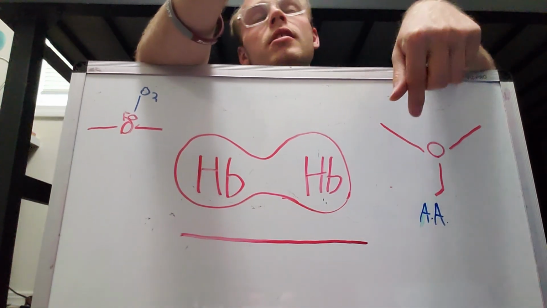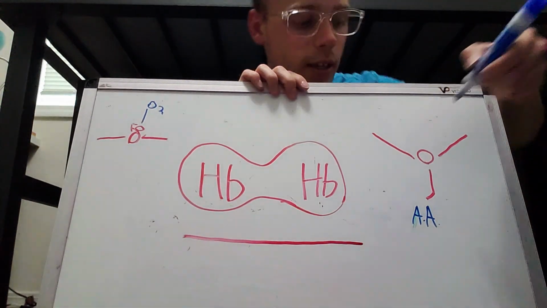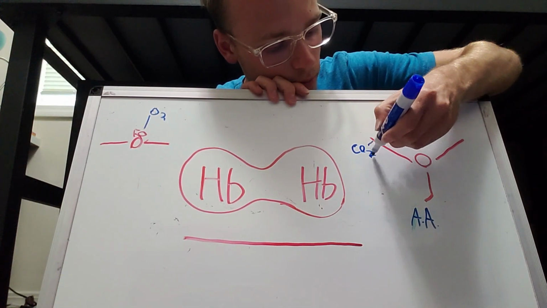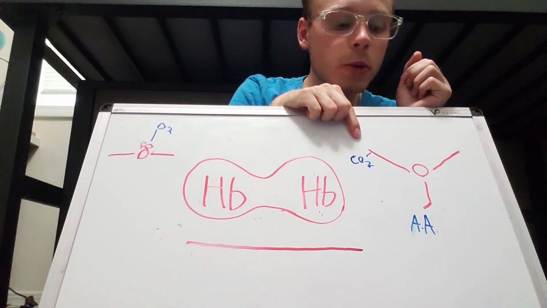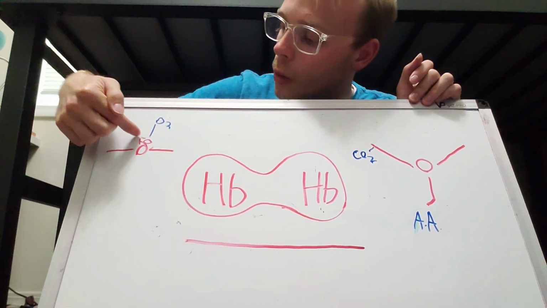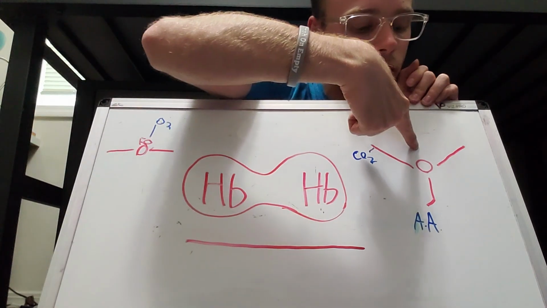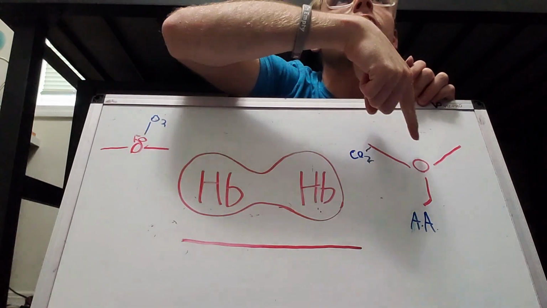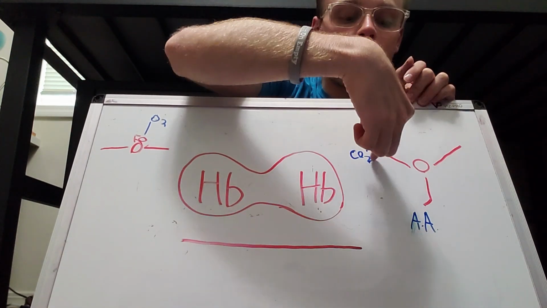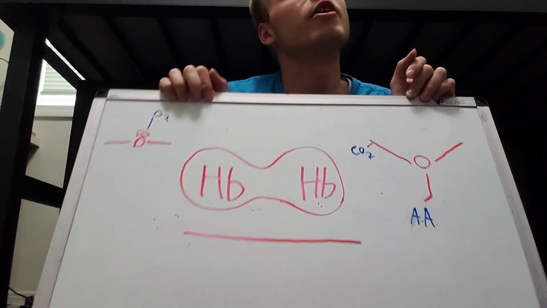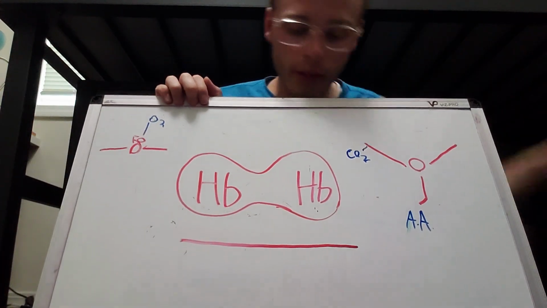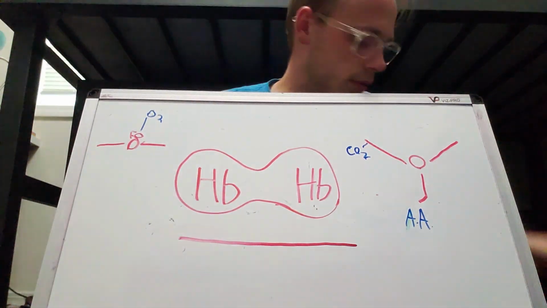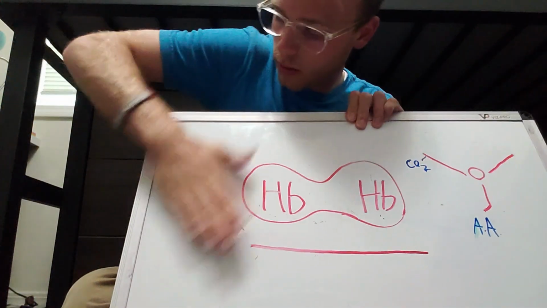What makes it be in the tensed state is usually the binding of CO2. When CO2 binds to hemoglobin, it will pop off the oxygen and turn it into the tensed state. When oxygen binds to the iron, it will turn it into the relaxed state and pop off the CO2. Really cool. Great, that's gas exchange. So now we're going to draw.